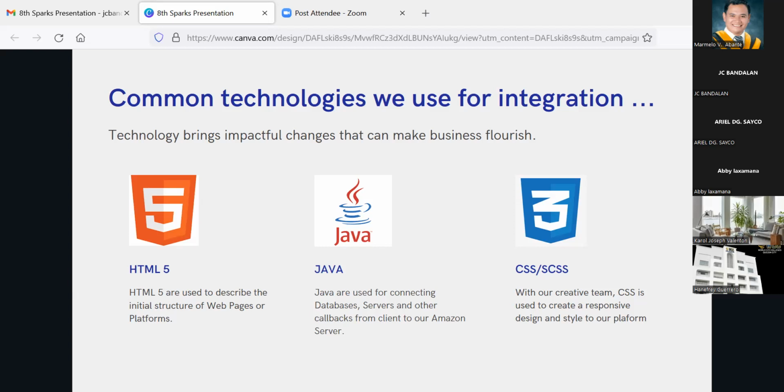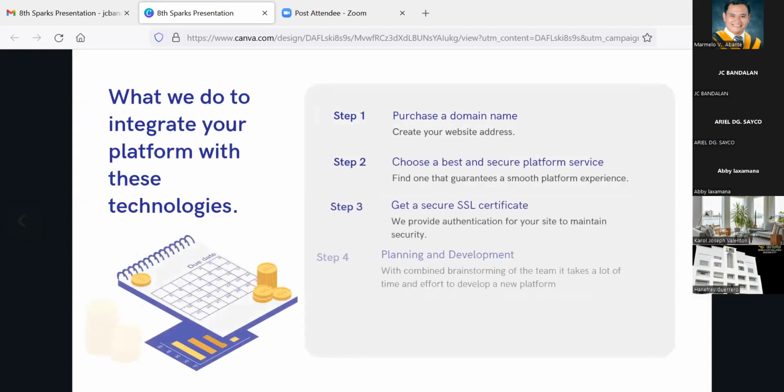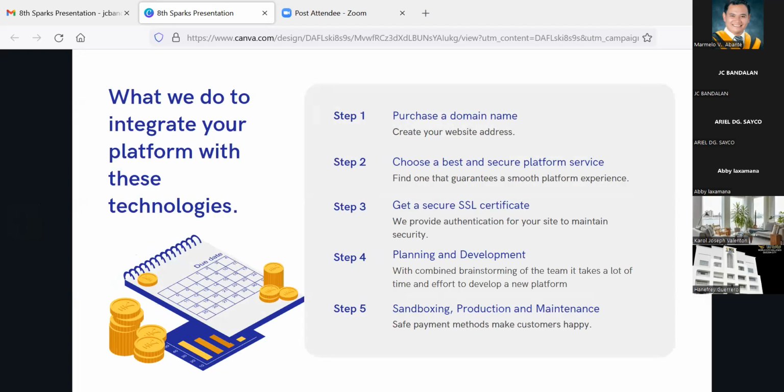While on the other hand, CSS or SCSS is used by our creative team, the graphic designers. They're using it to create a responsive design and style for our platform. So mostly this is for design purposes. Whenever we do integration of a platform, these are the usual steps that we follow. The first, of course, is to purchase a domain. Usually it's GoDaddy or similar. We purchase that, for example, www.abc.com.